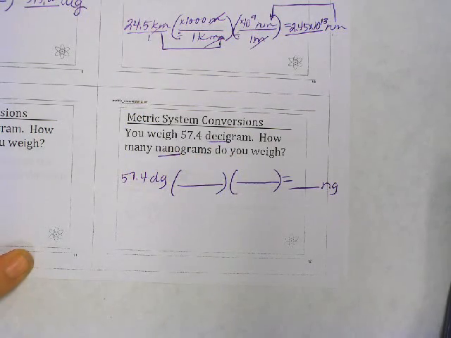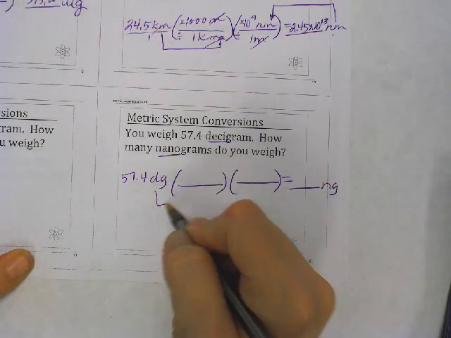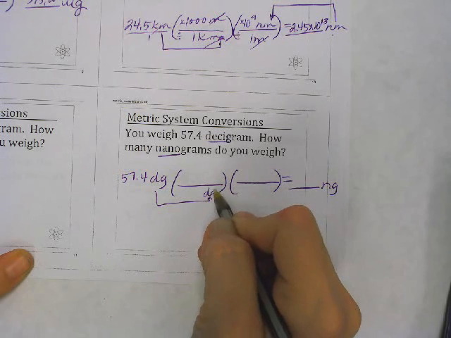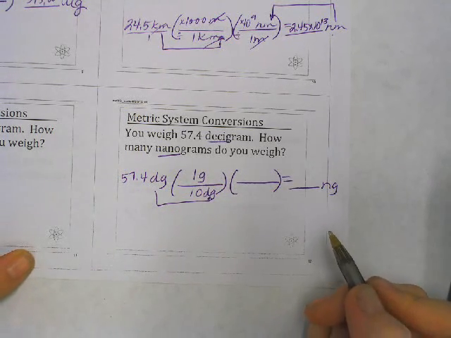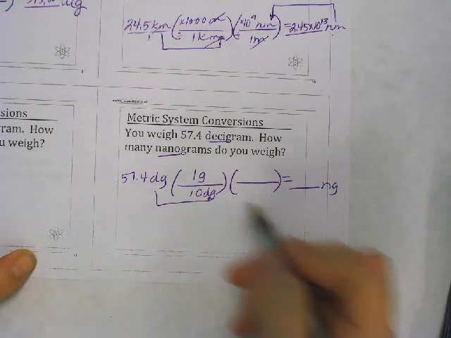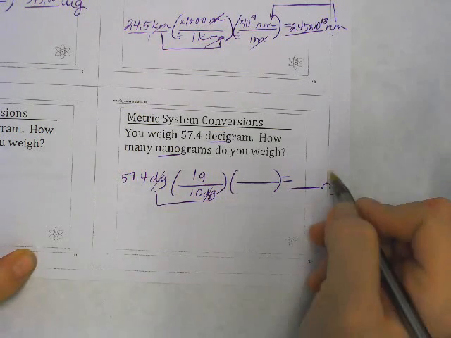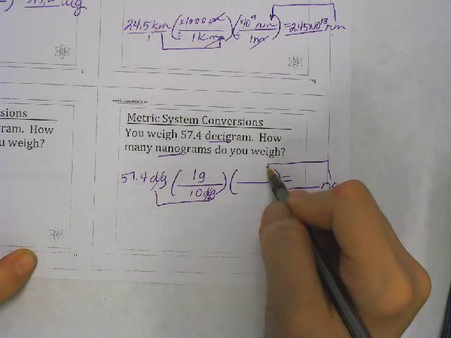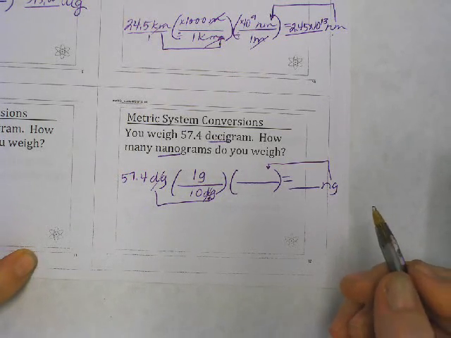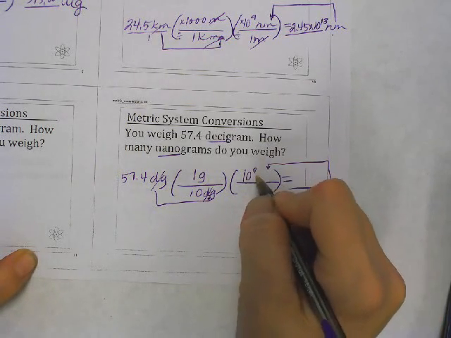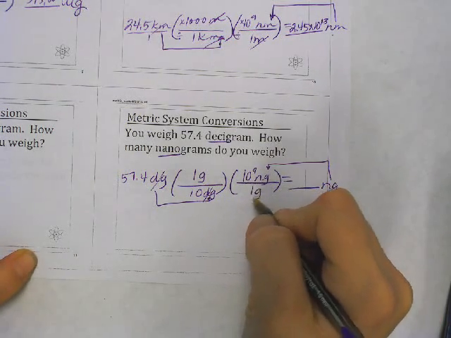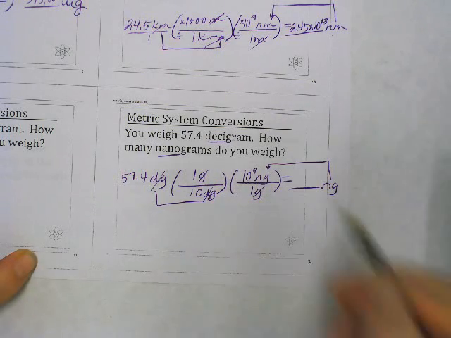The first conversion needs to cancel out decigrams. On my chart, 1 gram is 10 decigrams. The second conversion changes it into nanograms. That's the one I just did above. 10 to the 9th nanograms is 1 gram. That cancels out grams.